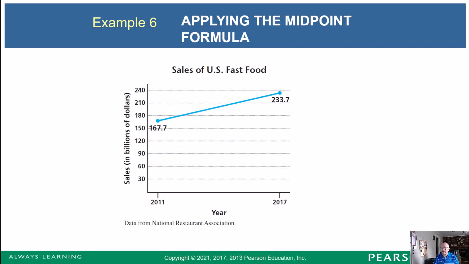So there's a little picture to give you an idea of this fast food restaurant. Here is 2011, 2017, and the amount sold in those two years. You want to find out how high this graph is in 2014, which would be halfway.